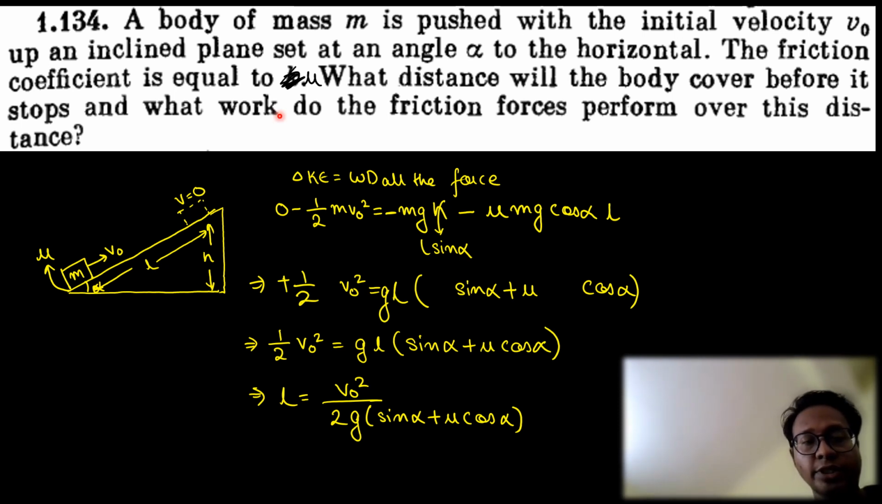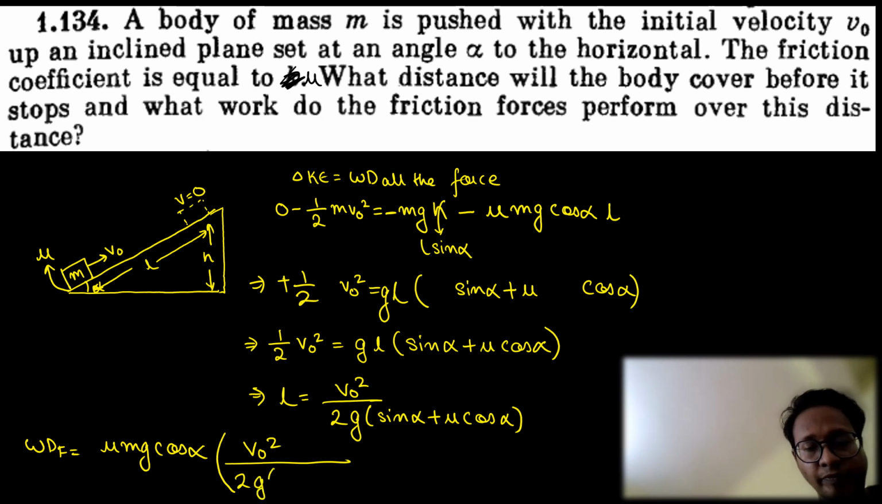Now the second part of the question is, what is the work done by friction force? Work done by friction force is nothing but friction force, which is equal to mu mg cos alpha, into displacement. Displacement is nothing but L, which is v naught square by 2g sin alpha plus mu cos alpha. What I did here is work done is nothing but force into displacement, and displacement is given by L.